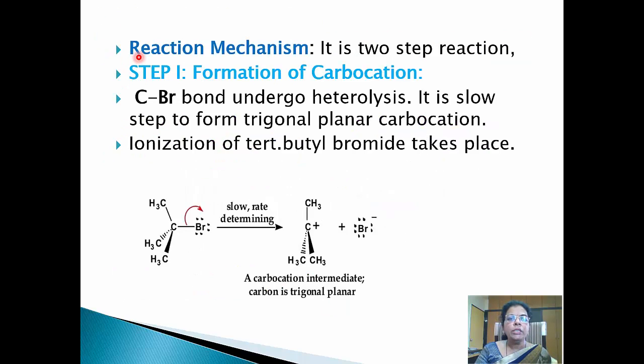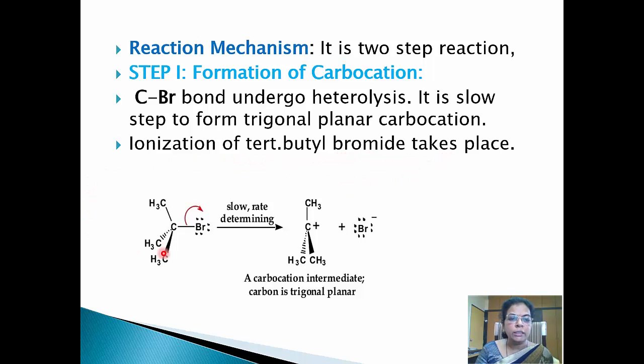Now we are going to see the reaction mechanism of the SN1 reaction. It is a two-step reaction. Step first, formation of carbocation or carbonium ion. Carbocation or carbonium ion is nothing but a positively charged carbon atom. The C-Br bond undergoes heterolysis. It is a slow step to form a trigonal planar carbocation. Ionization of tertiary butyl bromide takes place.